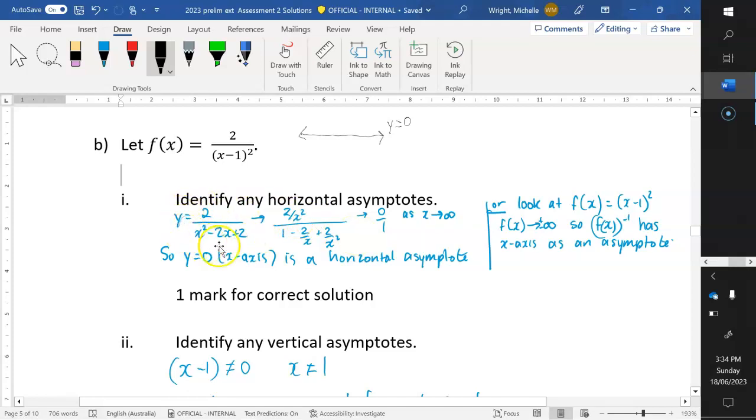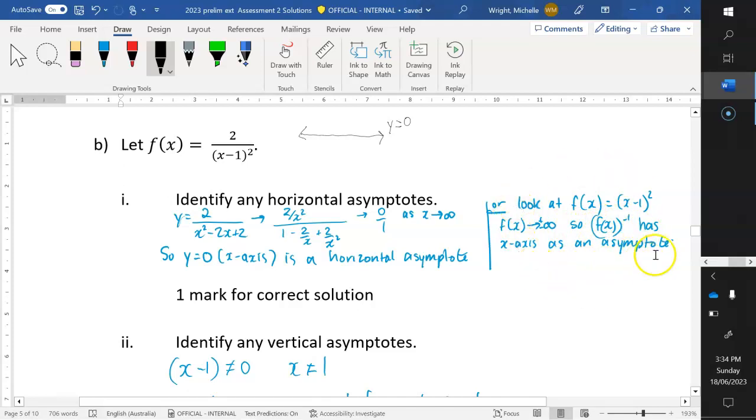The first way I did it, the way that my class may have done it, was we've done the advanced course already, where we divided by the highest power on the bottom line, and we ended up looking at what happens as x goes to infinity, and we've got y equals 0, the x-axis, as an asymptote. What you could have done was have a look at the bottom line, f of x is x minus 1 squared, and look at what happens as the function goes to positive and negative infinity. And if our function does go to positive infinity at both ends, and we're looking at the parabola, then our inverse is going to have the x-axis as an asymptote.